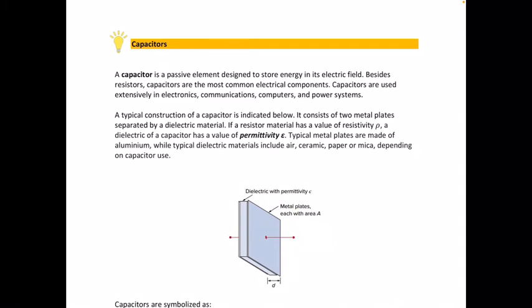There are some dielectric materials which are meant for smaller capacitors, and there are dielectric materials which are more appropriate for larger and more heavy-duty capacitors. But its basic construction is the one that you're seeing in this diagram right now.